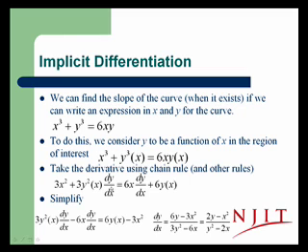We simplify, grouping the dy/dx's on one side and all the other terms on the other side, factor out the dy/dx and divide by 3y squared minus 6x, and we find dy/dx is 6y minus 3x squared over 3y squared minus 6x, and we can divide everything by 3, giving us dy/dx is 2y minus x squared divided by y squared minus 2x.